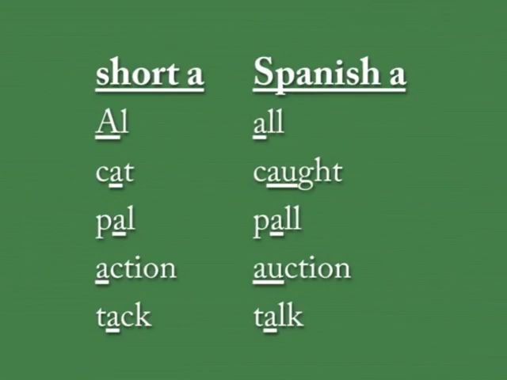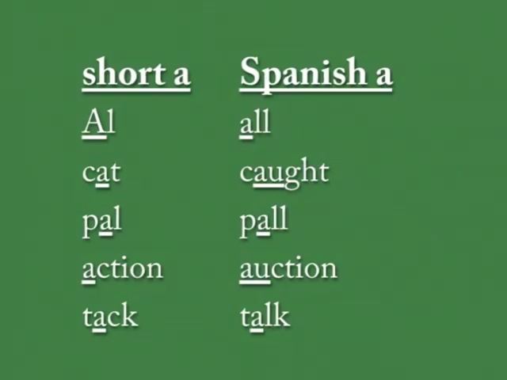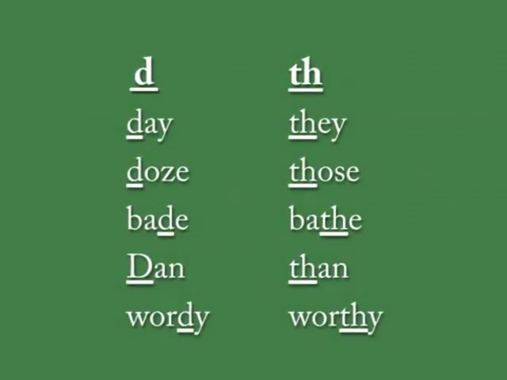Contrasts. Short A, Spanish A, ah. Al, all. Cat, caught. Pal, Paul. Action, auction. Tack, talk. D, th. Day, they, doze, those, bathe, Dan, than, wordy, worthy.